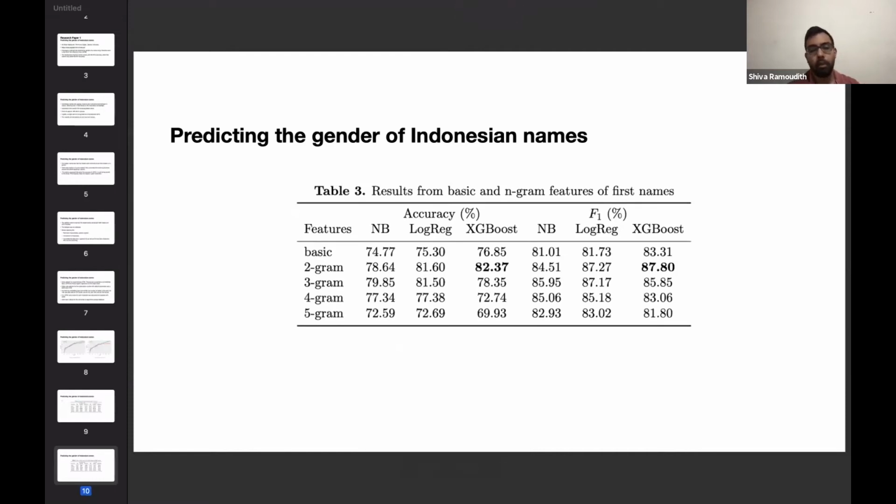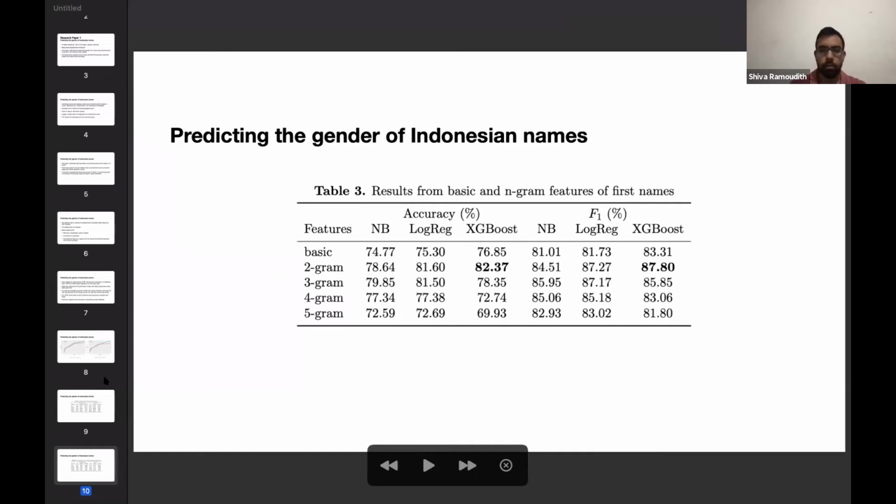And this here is the results for first name. The previous one dealt with using the entire name, first and last name if they had any. And this one yielded the results for only first names. So again, the same 3 algorithms. In this case, the 2-gram performed the best with the XGBoost classifier. Accuracy of 82.37 and F1 score of 87.8, sorry.